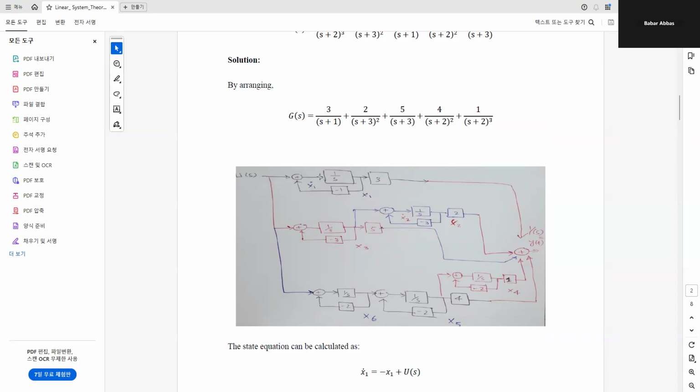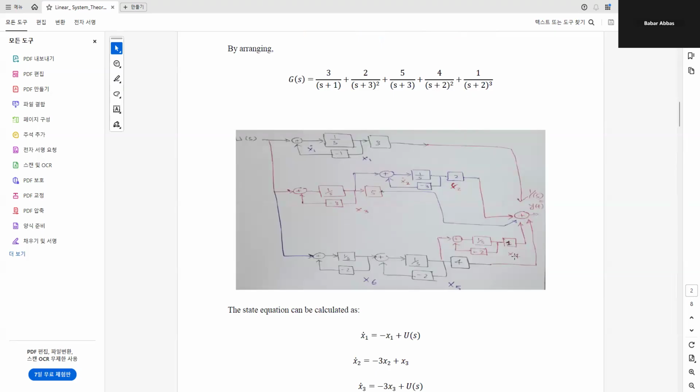Here, this is the input. This is the input, and this is the integrator. Similarly, this is x2 in this loop, and before the integrator we have x2 dot, and x2 dot is equal to minus 3 times x2 plus x3. So this is written over here, and similarly x3 dot is equal to minus 3 times x3 plus u of s.